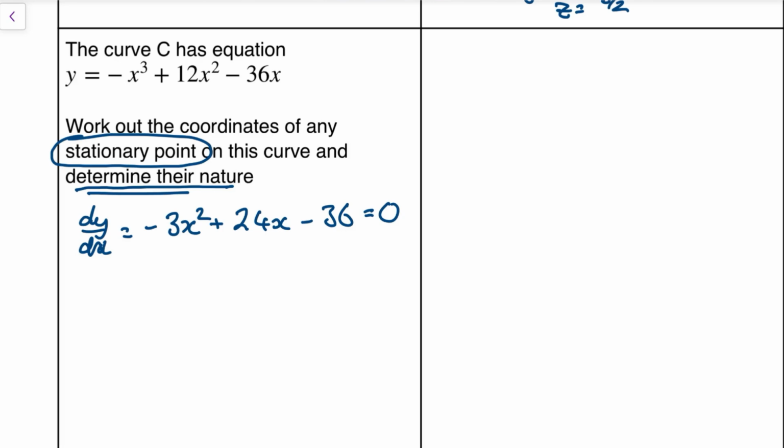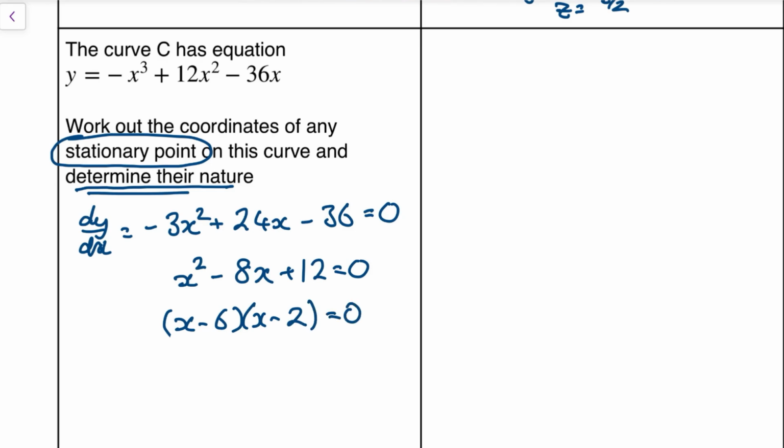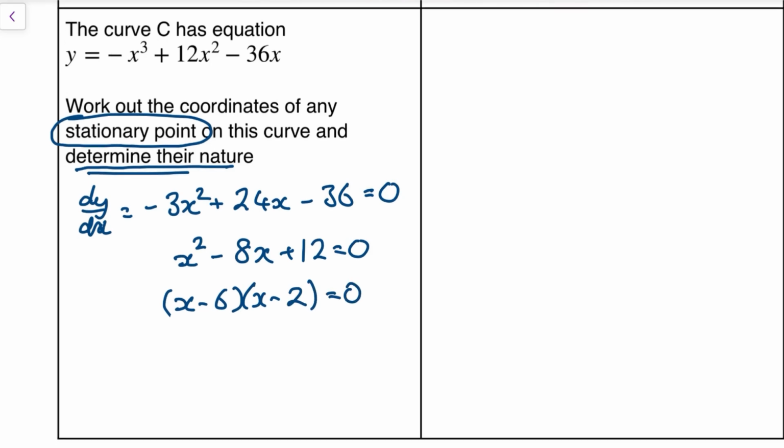So I'm going to divide by minus 3. So I'm going to do both the 3 and the minus at the same time. So it's going to be x squared minus 8x plus 12 is equal to 0, which I can factorize to, 6 and 2, of course, which is x minus 6, x minus 2 is equal to 0. So in other words, my stationary points occur when x equals 2 or x equals 6. Now, the annoying thing is I need to go back and put these into the y equation to find out what the y value is.